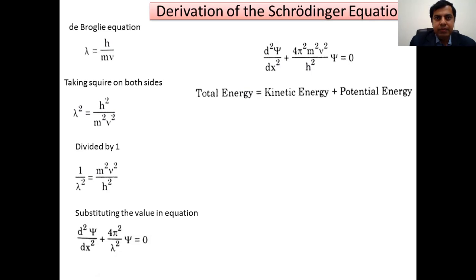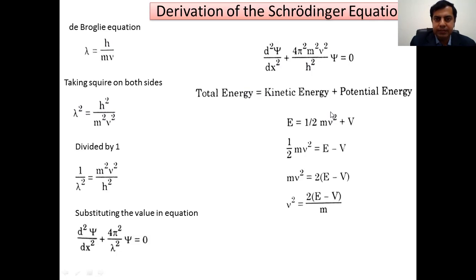So total energy will be equal to the kinetic energy plus the potential energy. Here total energy is represented by E. Kinetic energy, as you know, is half mv square. Potential energy is represented by the capital V. And this is again a rearrangement because I need the velocity square. So I'm moving E to this side, to make it easier to put the velocity to this side.